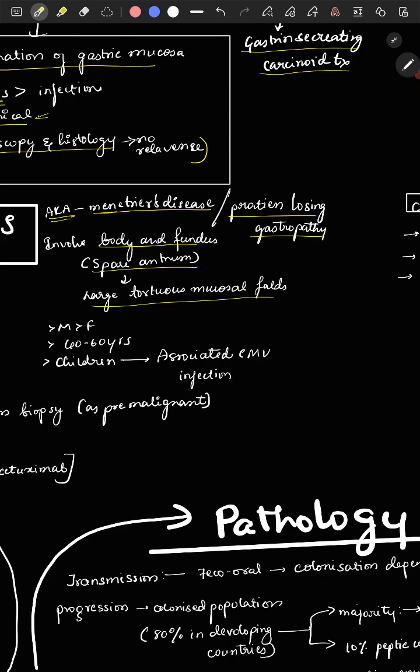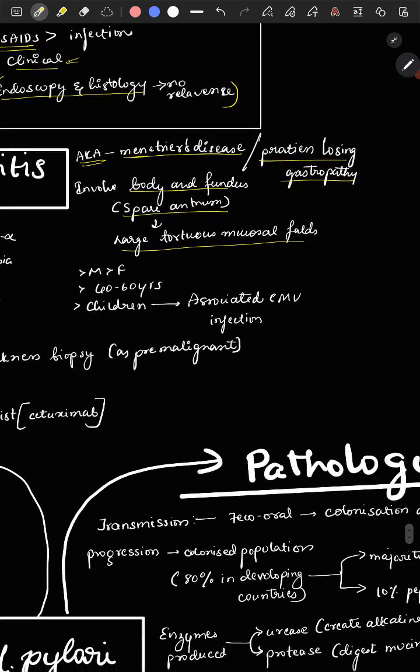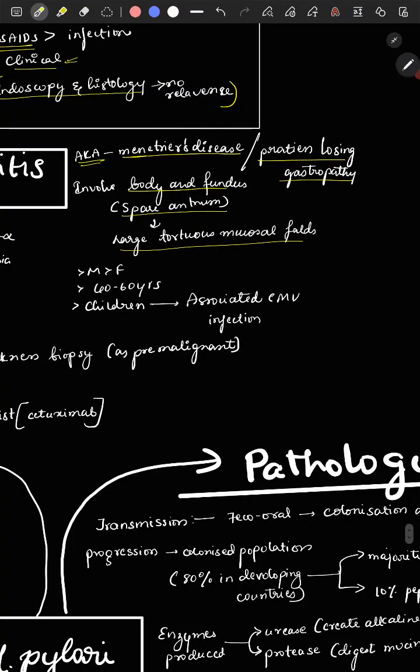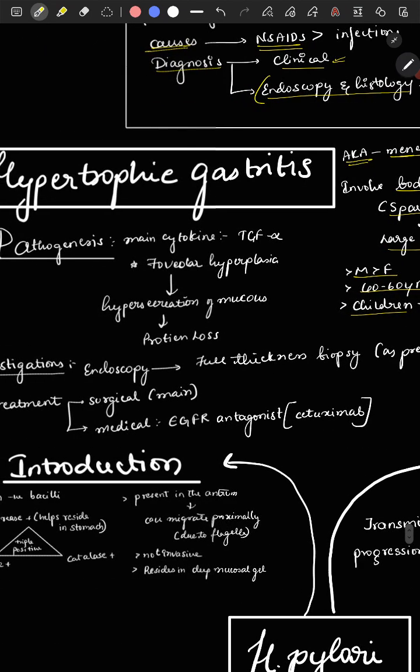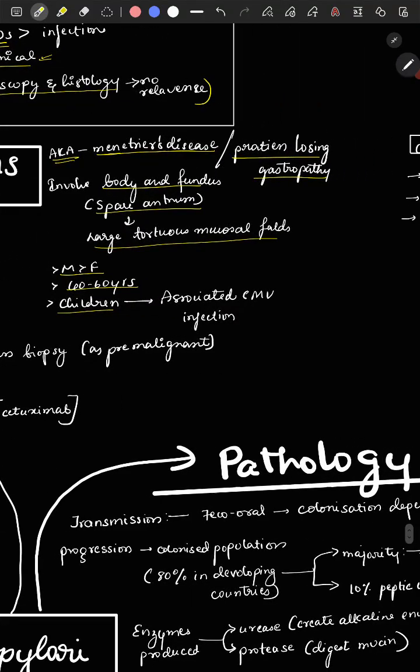There will be large tortuous mucosal folds inside the stomach. It is most common in males compared to females, in the 40 to 60 years age group. Children are also more prone to hypertrophic gastritis, and in children it is mostly associated with cytomegalovirus infection.